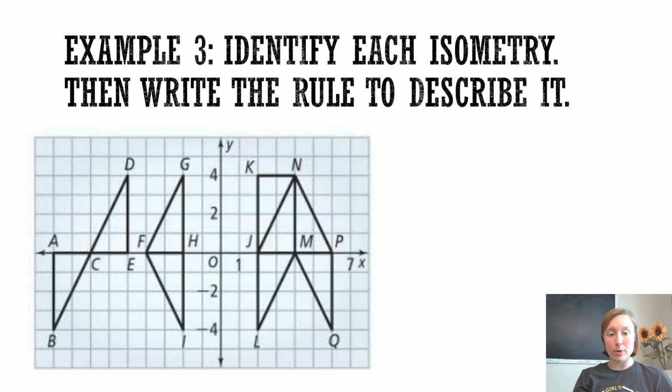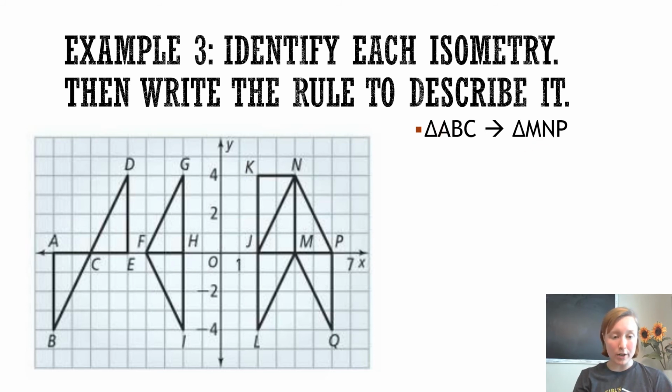Example 3, when we're identifying, it tells us to identify each isometry, and then we want to write a rule to describe it. So we're going to get a little more practice here with that glide reflection, weird writing that we have to do. So the first one it wants us to describe is triangle ABC going to triangle MNP.